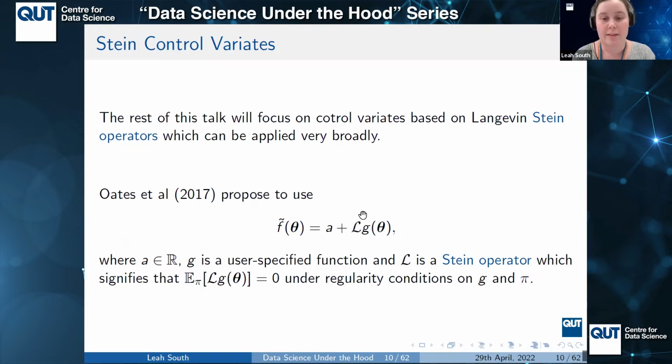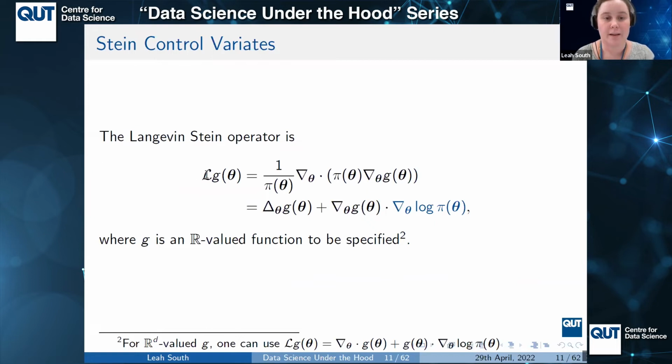The reason that this works is because this Stein operator has this nice property here. The Stein operator applied to G has zero expectation under some pretty mild conditions on G and pi. So because of this, we know the true expectation of F tilde is just a constant. Okay. There are lots of different Stein operators, so lots of different ways to define this curly L, but typically we'll use the Langevin Stein operator. And one of the definitions for that is here.